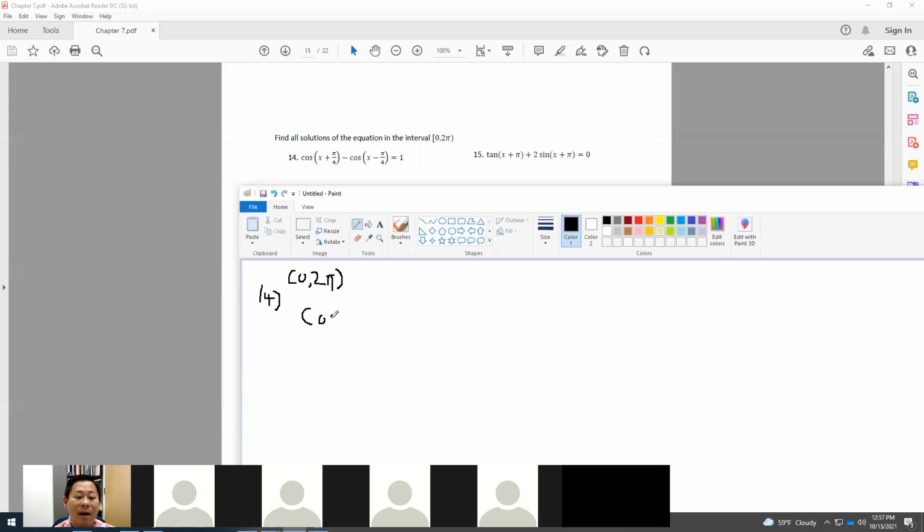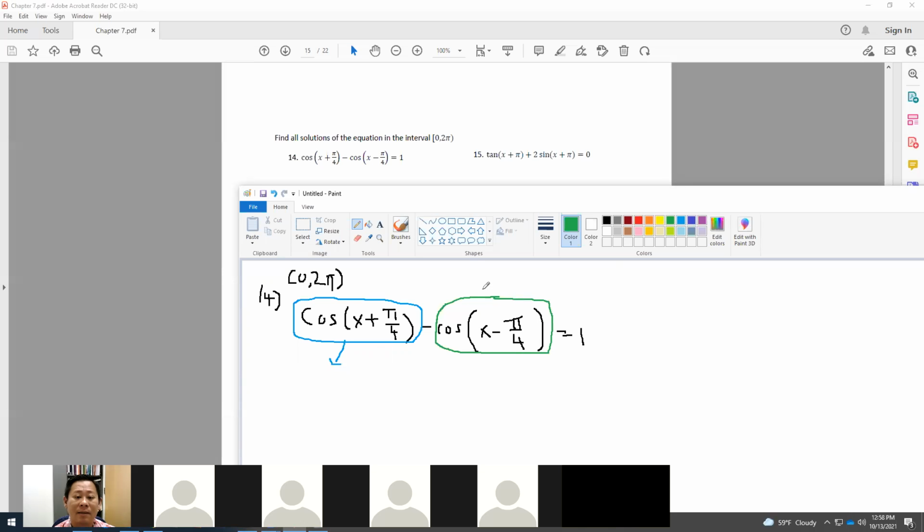So the first one we have is cosine(x + pi/4) minus cosine(x − pi/4) equals 1. So I want you to figure out what formula to use for the first one, the blue one, and what formula to use for the second one. Forget this, it is cosine now.